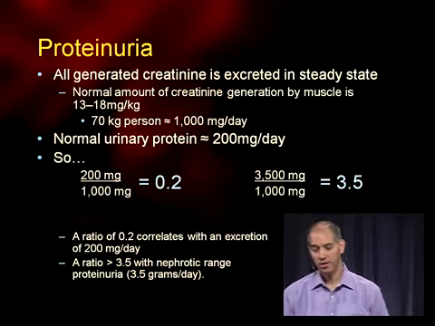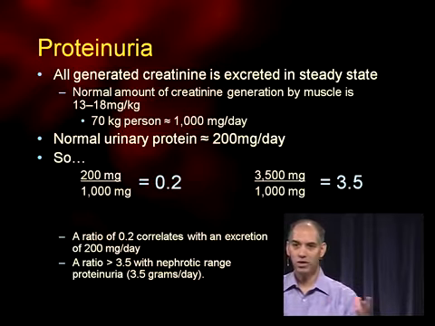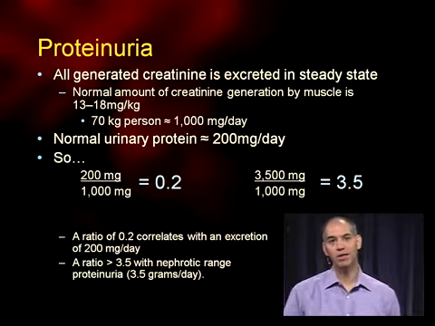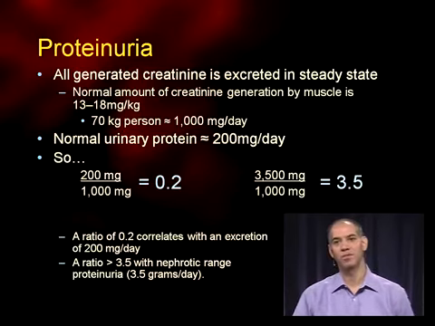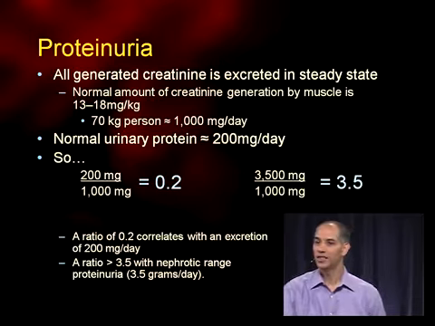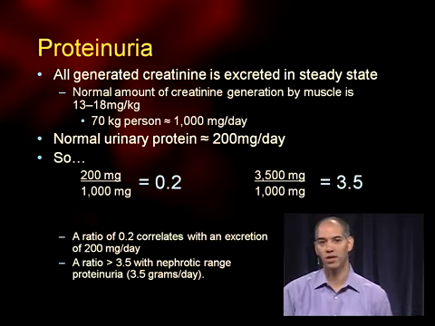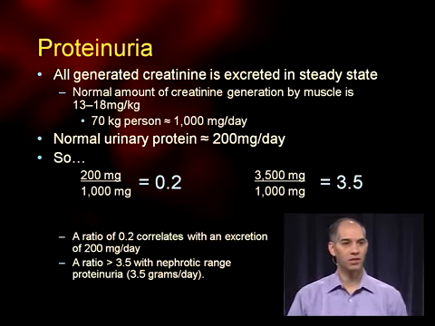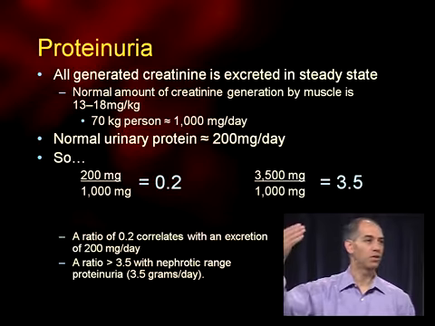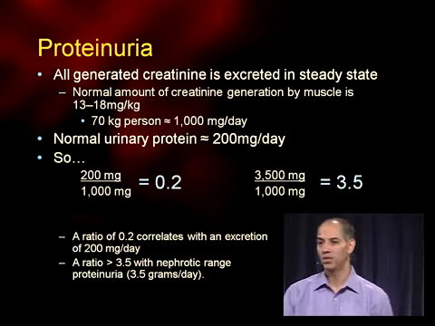For a 70-kilo adult, you and I and kids and everyone, we make anywhere from about 13 up to maybe 18 milligrams per kilo of creatinine per day. So that's how much creatinine should be in a 24-hour sample. It's one of the ways we tell if a 24-hour sample is complete or not. But even without a 24-hour sample, we get a spot urine, we check the protein, we check the creatinine, and that ratio should be less than 0.2.